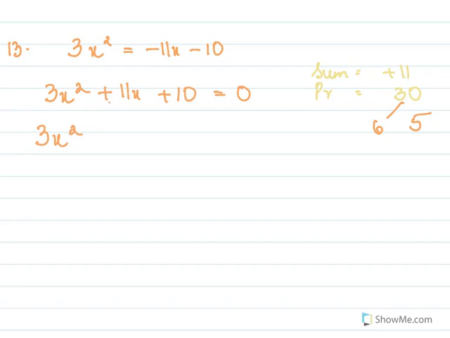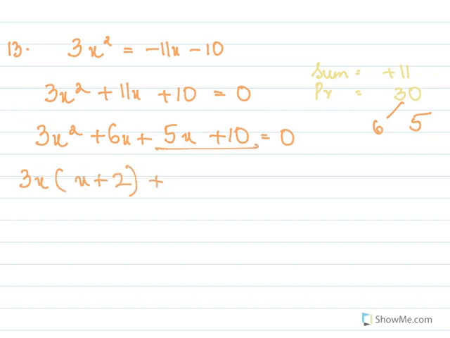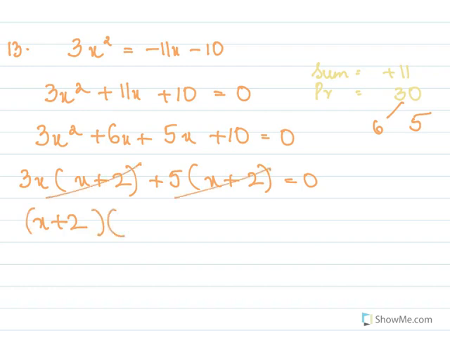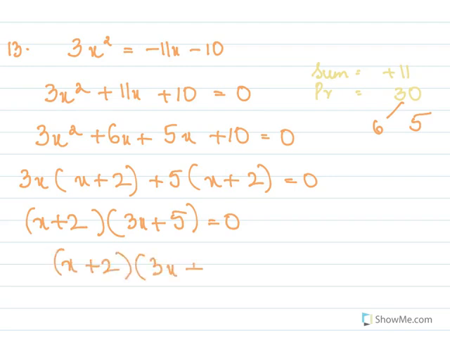So 3x square, for 11x, I'm going to put plus 6x plus 5x plus 10 equal to 0. Here we take common out, and the common out is 3x, x plus 2. Here 5x plus 10, common out, take 5, so x plus 2 equal to 0. So here x plus 2 common out. What remains inside, we have taken this common out, is 3x plus 5 equal to 0. So the factors now are x plus 2, 3x plus 5.